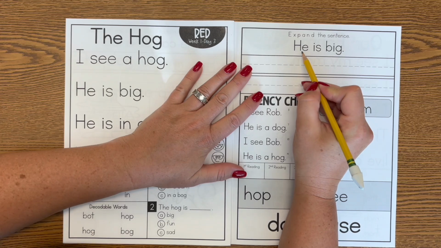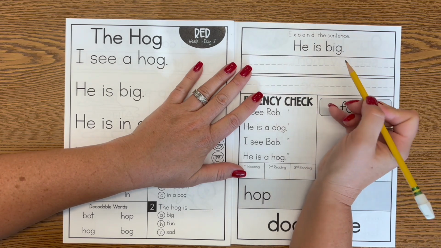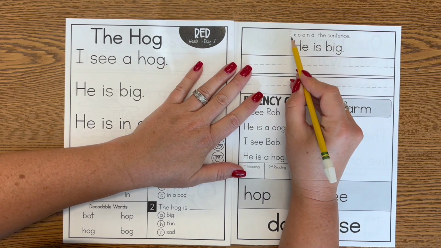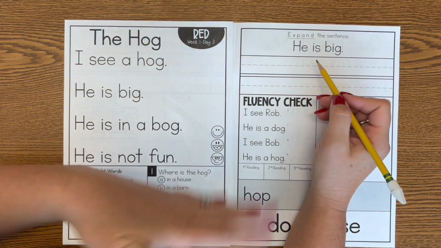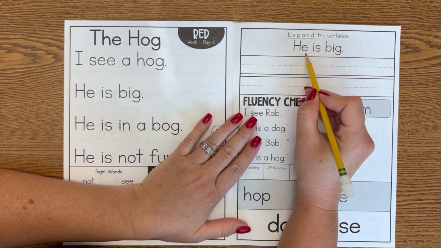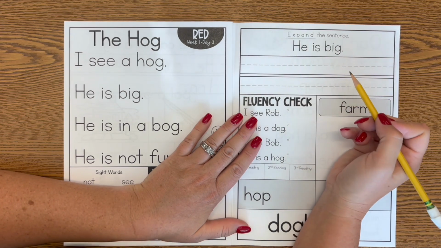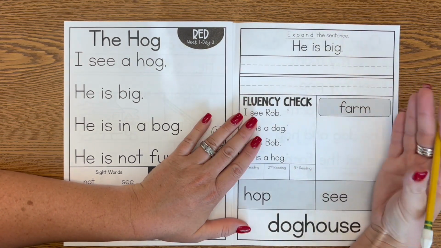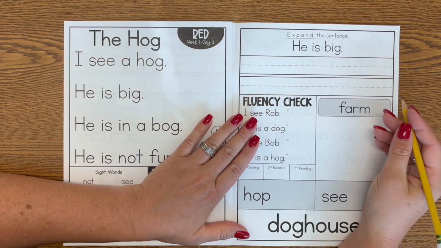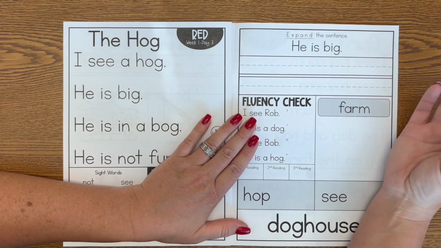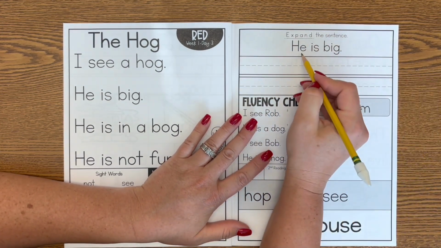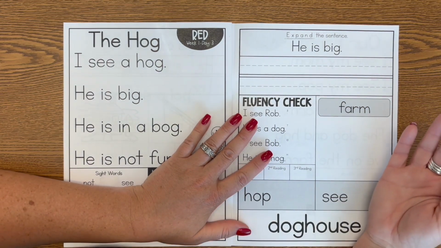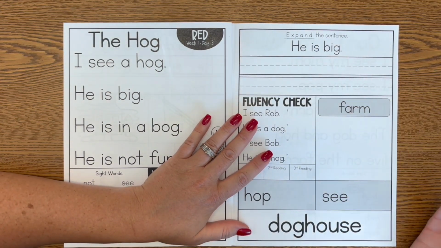So here we have a sentence. He is big. And with this sentence, we are going to expand it. And I talk with my students about how they're not 3 years old, so writing sentences with 3 words is a little lower than what I would want for them. And so we're going to work on expanding our sentences, with a goal of maybe 4, 5, 6 words.